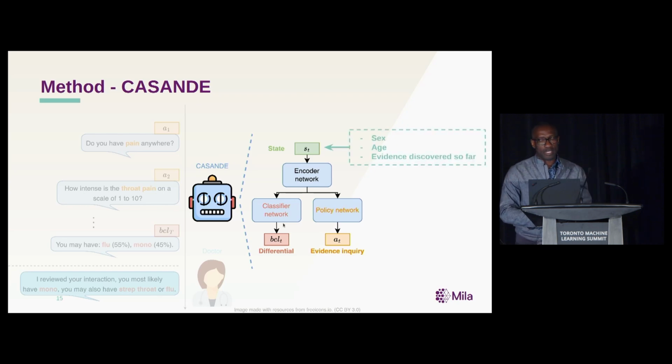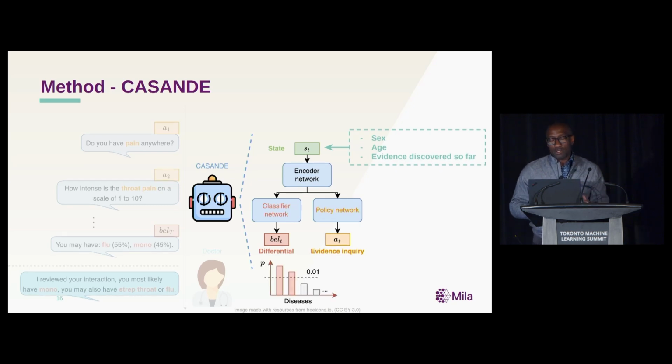As for the state, it is made of the socio-demographic information related to the user, like the sex and the age, and also all the evidence that has been collected so far. The pathologies that we consider to be part of the differential will be the ones whose probability is higher than a given threshold. And in this case, we set that threshold to 0.01.